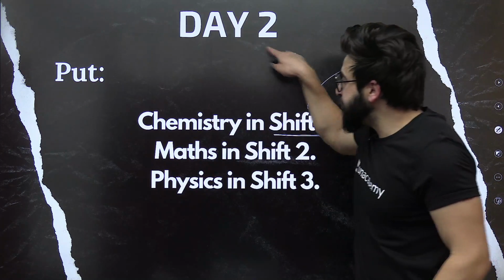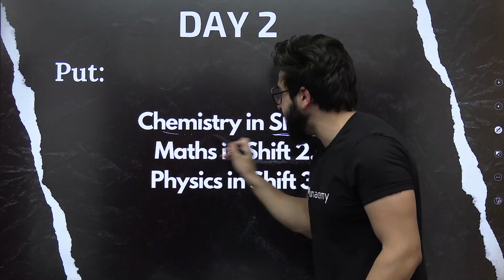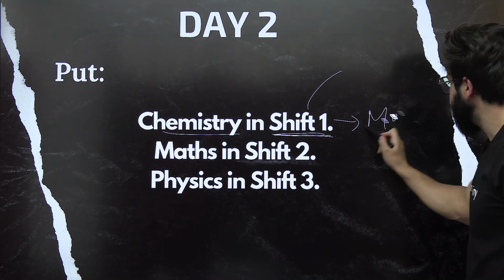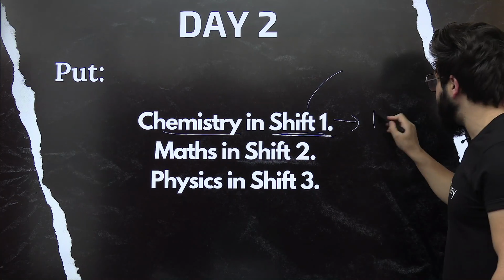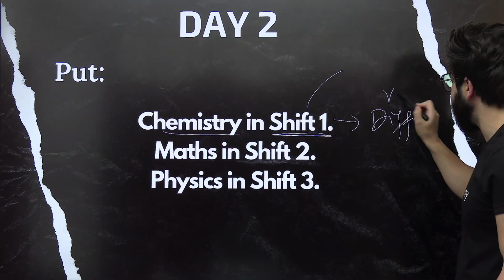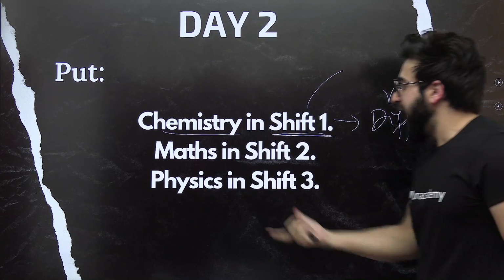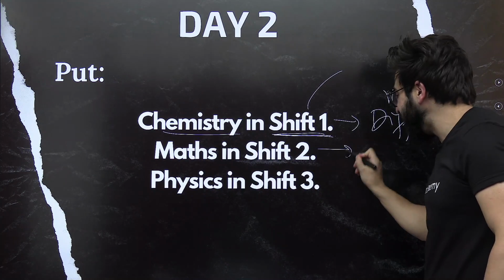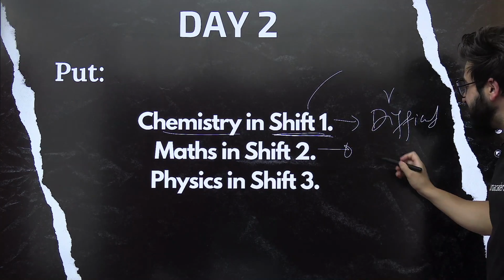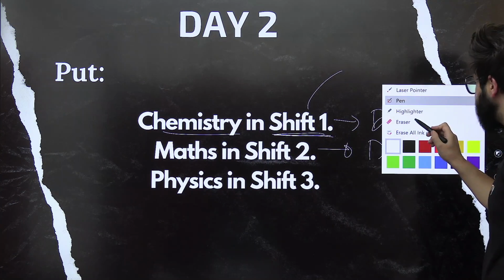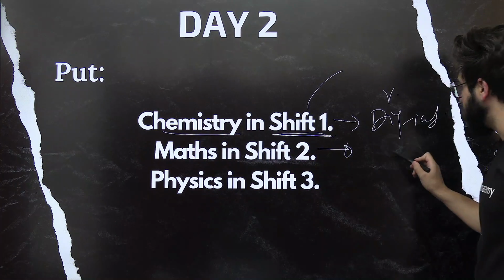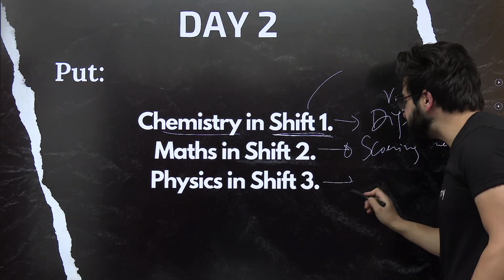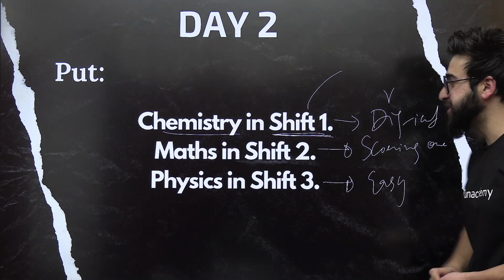Now, in day 2, what you people are supposed to do, in shift 1, you take chemistry's most difficult part. I'll just write the difficult part over here. And in maths, shift 2, you have to take the difficult one or the scoring one. I'll just write the scoring one over here. Understand? And in physics, you have to take the easy one. So this happens in day 2.